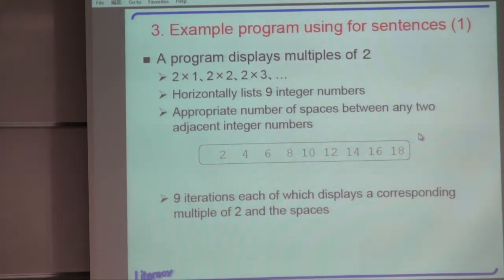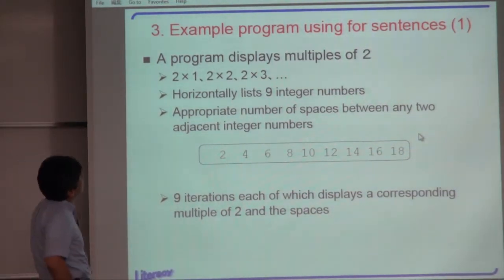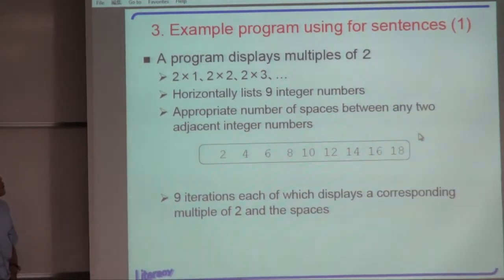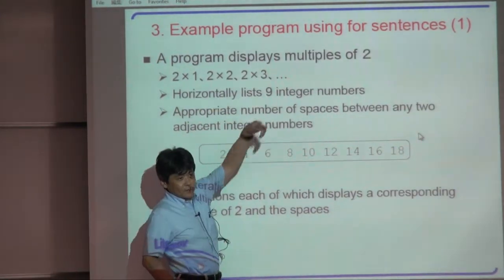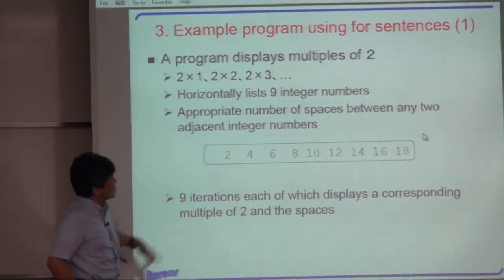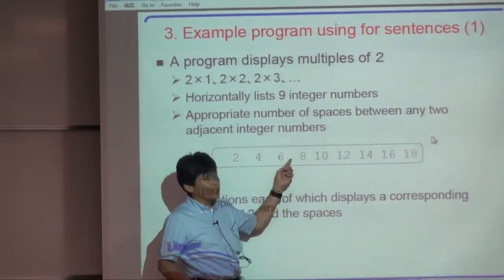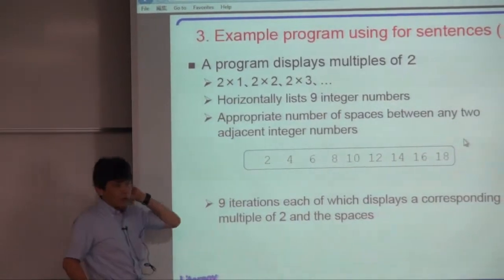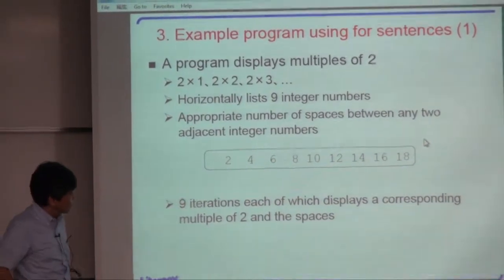So I'd like to introduce an actual program using a for sentence. This program displays multiples of 2: 2 by 1, 2 by 2, 2 by 3. The results are shown here: 2, 4, 6, 8, 10. These numbers will be displayed on the computer screen by execution of this program.